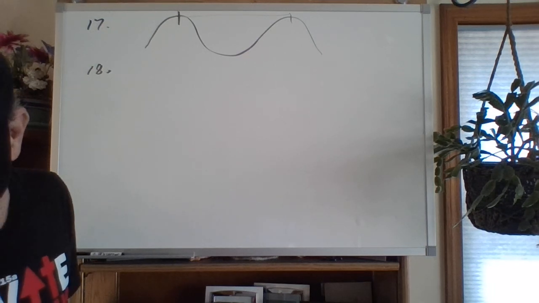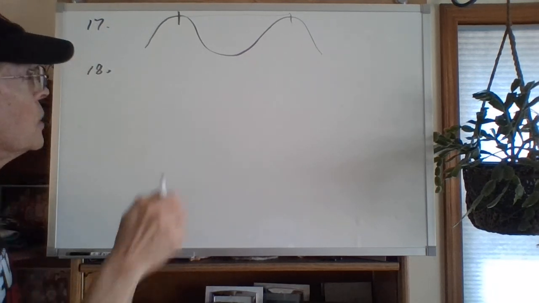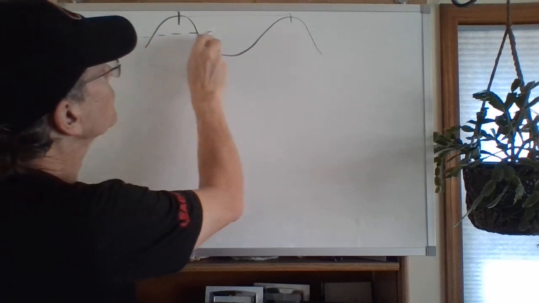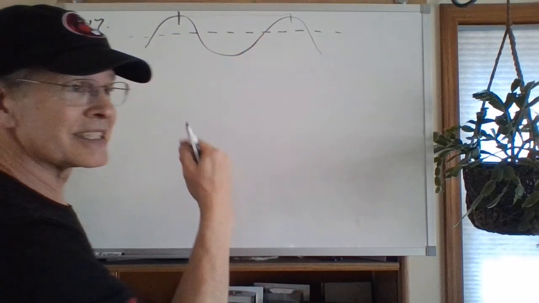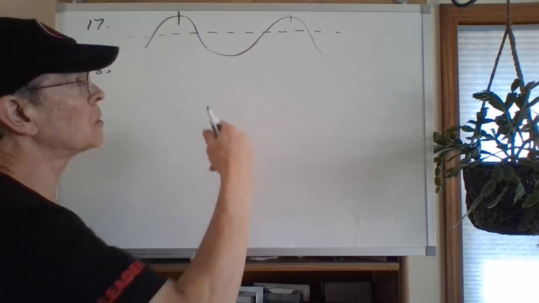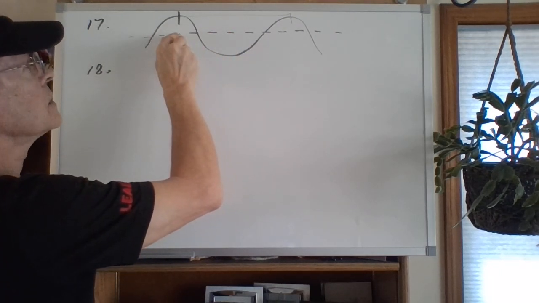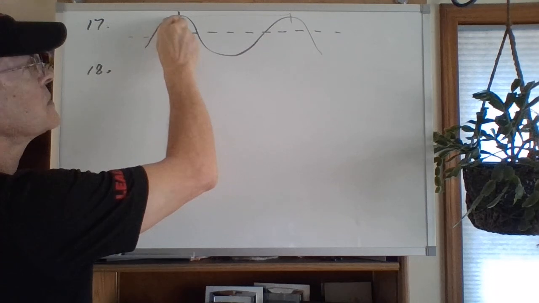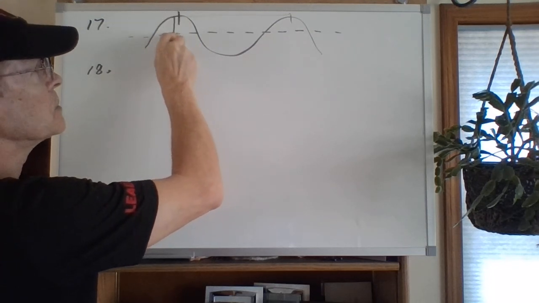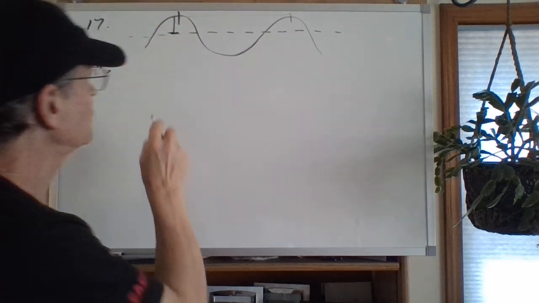Number 18. Which lettered line shows amplitude? Well, if the dotted line represents the rest position of the wave, then amplitude would be the displacement from that rest to the maximum displacement. So that would be amplitude right there.